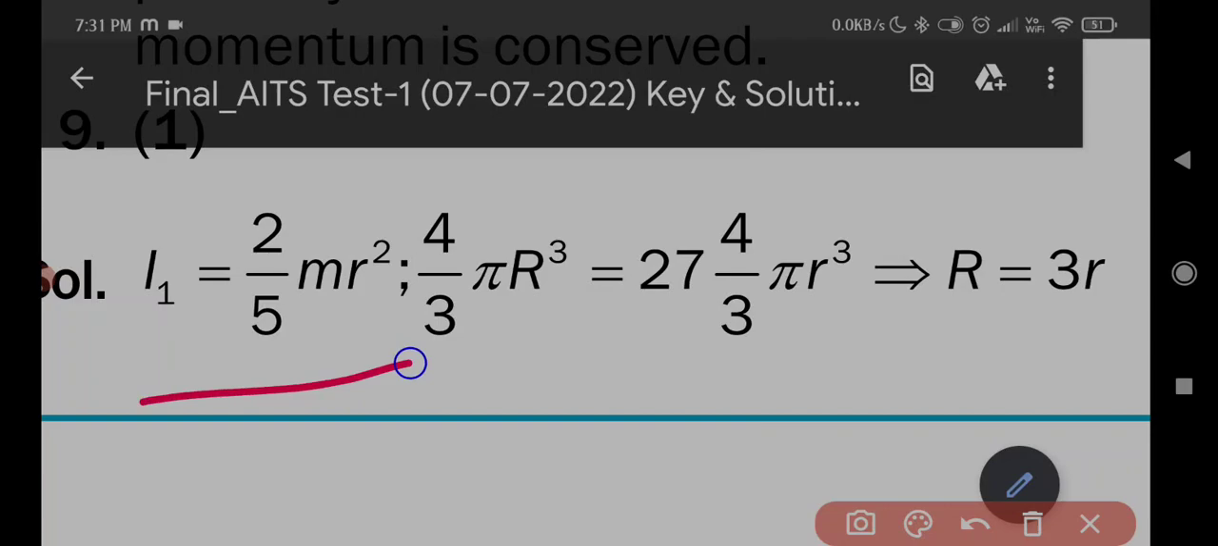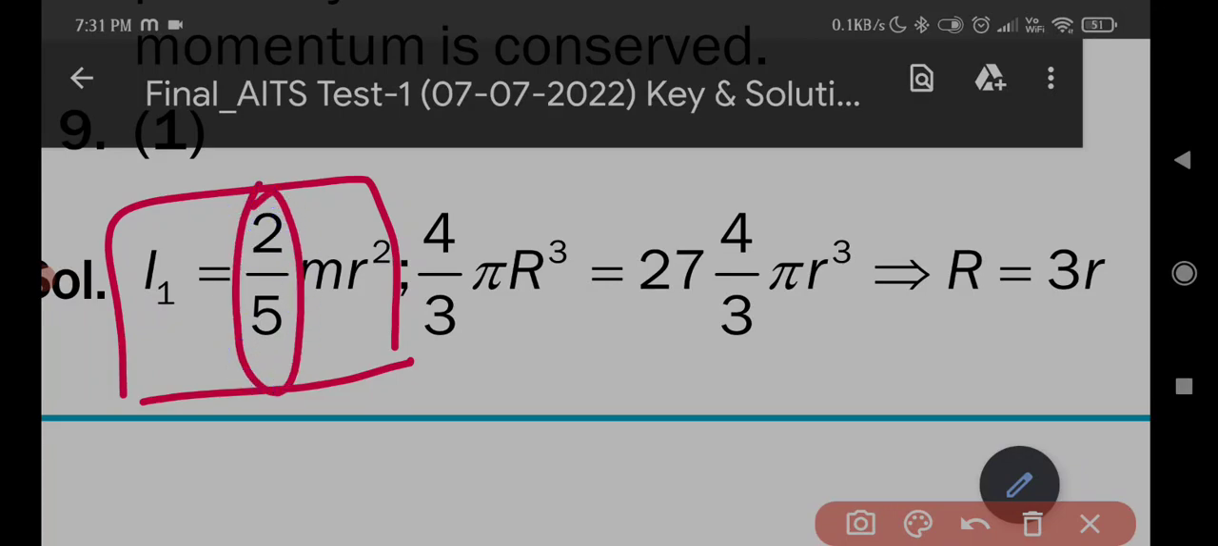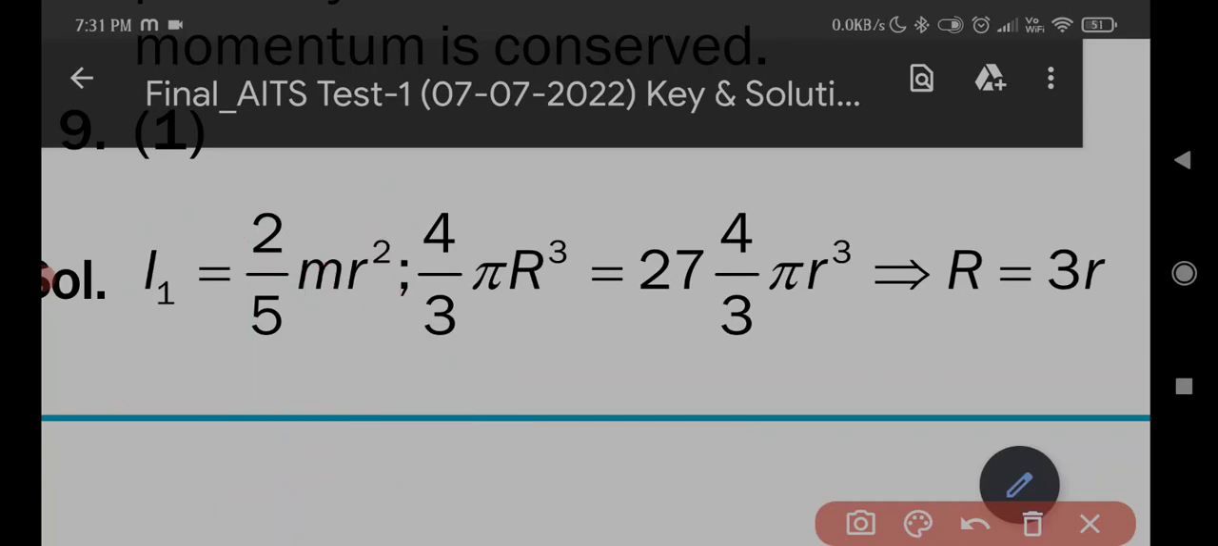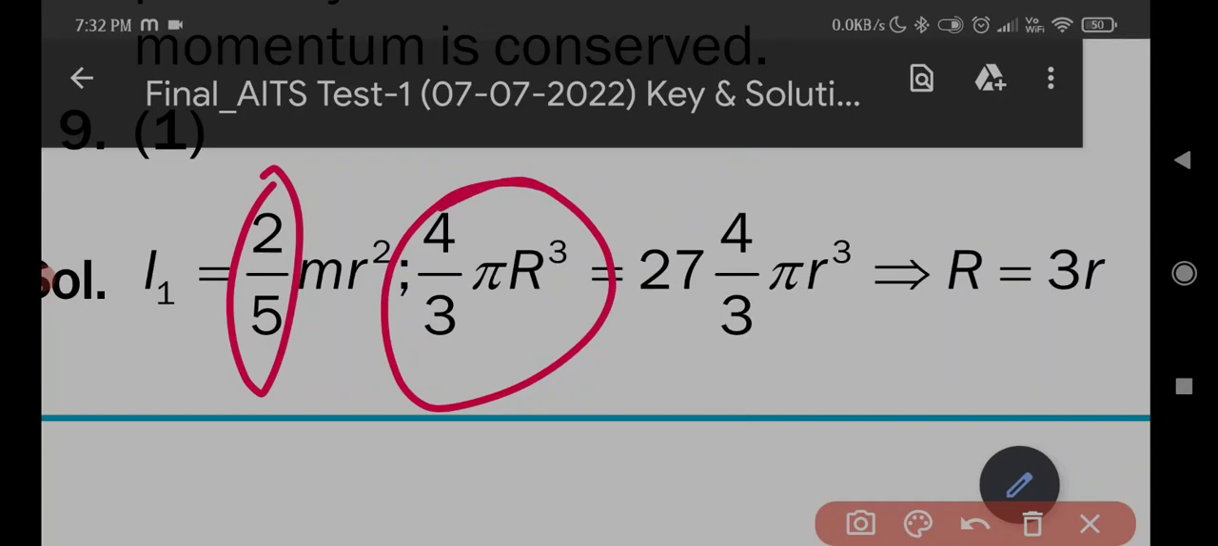Okay, so if you see the solution, I1 is 2 by 5 mr square for a sphere. You need to remember that we are considering a solid sphere. And how do we remember it is a solid sphere? See, 2 by 5 mr square, 2 by 3 mr square, you get confused. 2 by 5 mr square is for a solid sphere. S for solid, and in the denominator take 5. Mr square is the moment of inertia, 2 by 5 you have to add, and 4 by 3 pi r cube is the volume, because volume is conserved, right? So according to that we are doing.